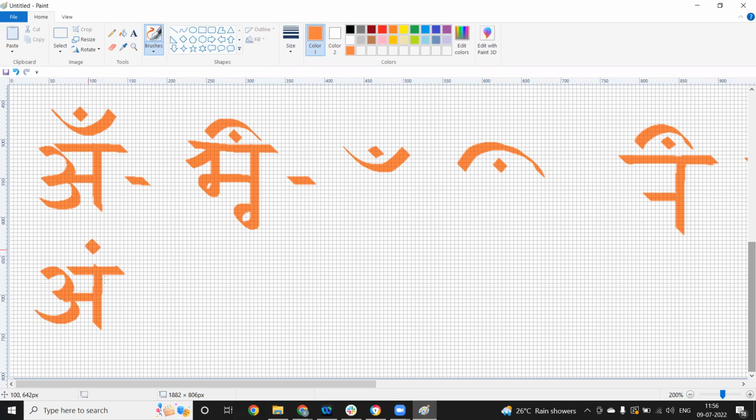So this is just the bindu. So I will directly write the matra with a letter. There's not much to explain here. The bindu will remain as it is on top of any letter. You can use it with any letter as it is.